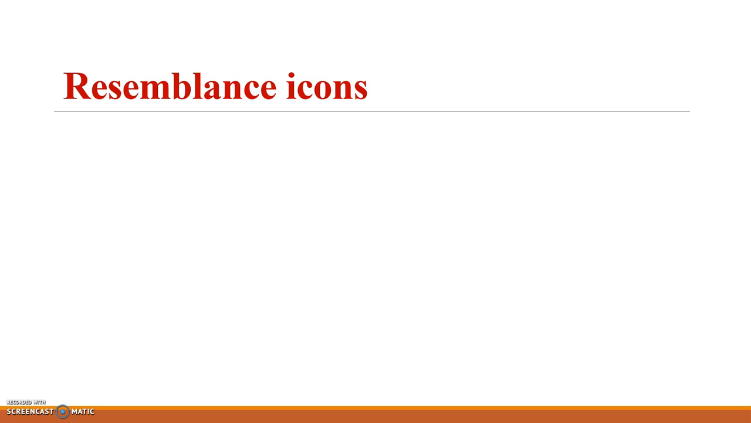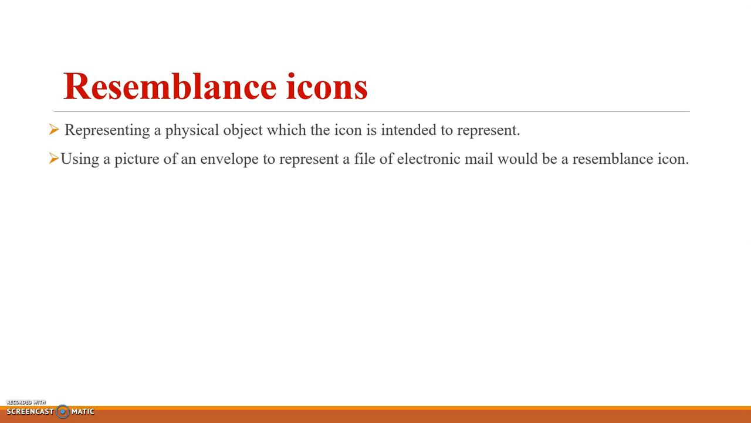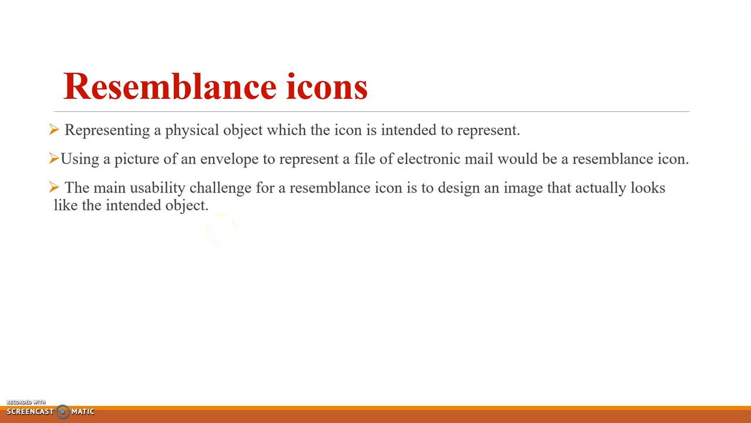Let's see the first one, the resemblance icon. It represents a physical object which the icon is intended to represent. Using a picture of an envelope to represent a file of electronic mail would be a resemblance icon. We have to find an icon in a manner that it represents the actual physical object. The main usability challenge for the resemblance icon is to design an image that actually looks like the intended object.